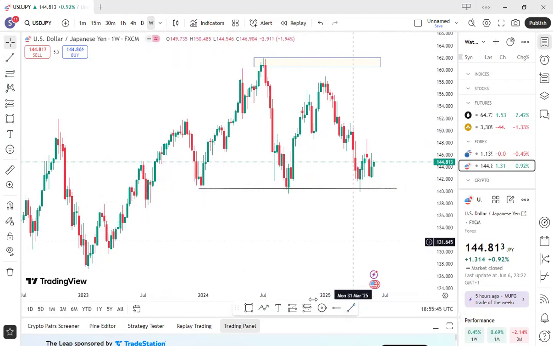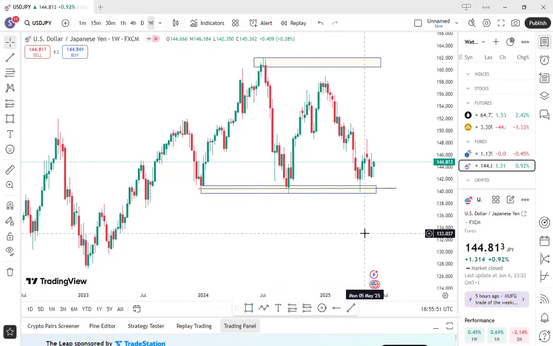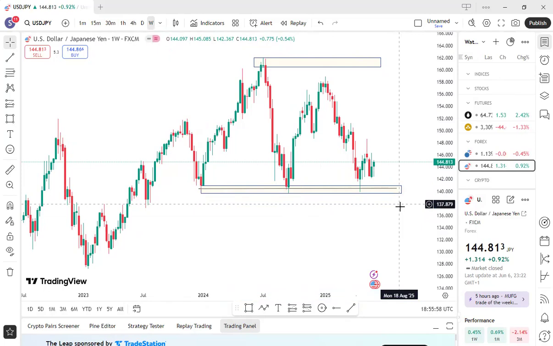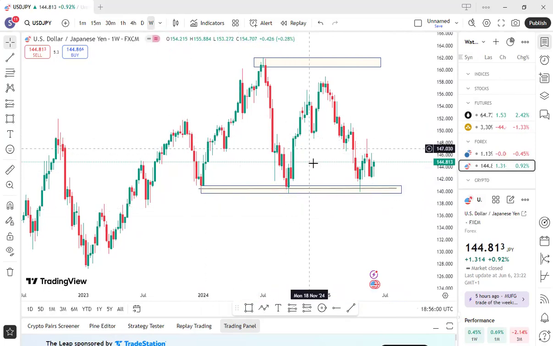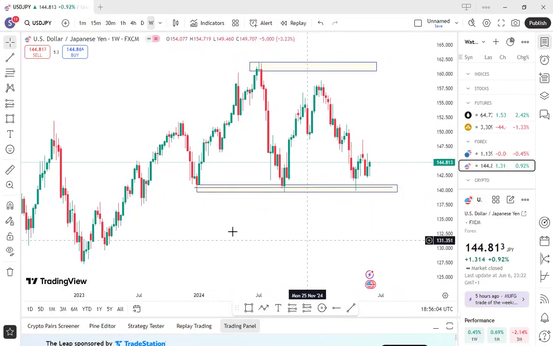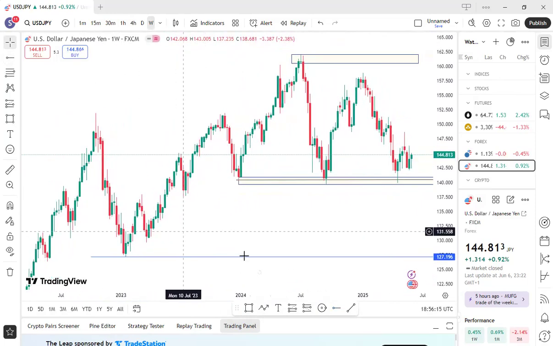So on this, if you're a rectangle user, you can use a rectangle, marking out the body to the wick of the candlestick. So marking out the body to the wick of the candlestick, if any zone is being taken out, you notice that price will have to find all its way to this particular low.